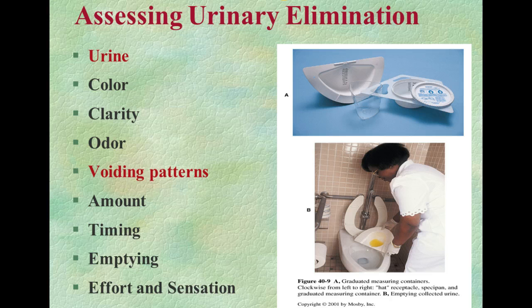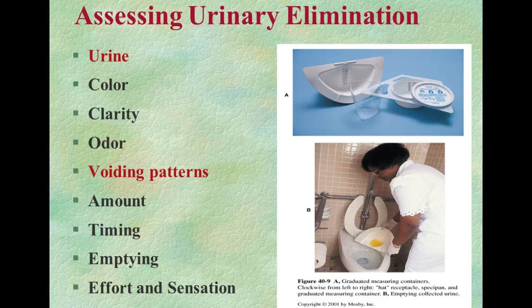When assessing urinary elimination, you are noting the urine, you're looking at color. Is it pale straw, which is what you should be looking for? It is typically darker in the mornings. You're also observing clarity. If it appears to be more thick, it can indicate a high level of bacteria. You're also noting odor.